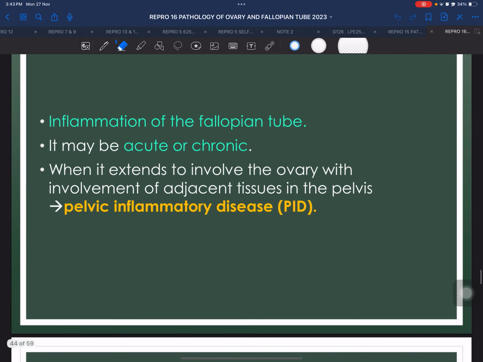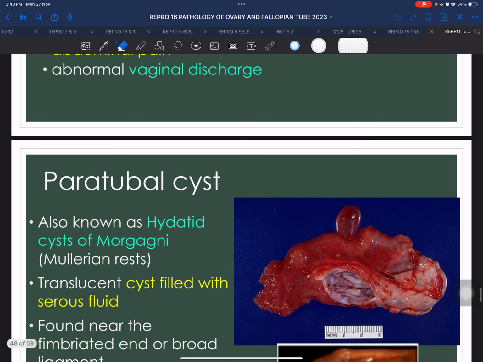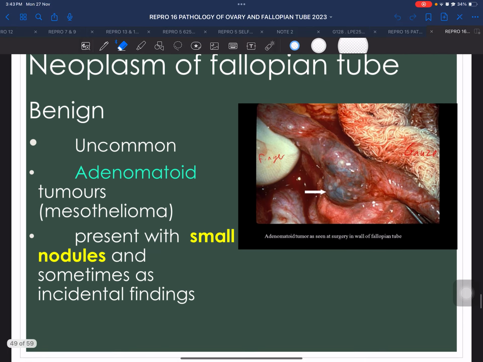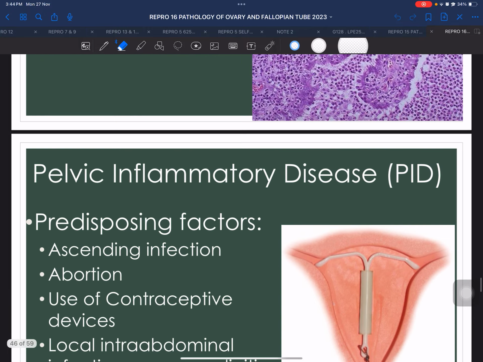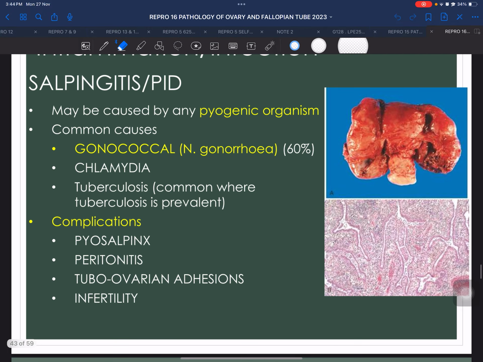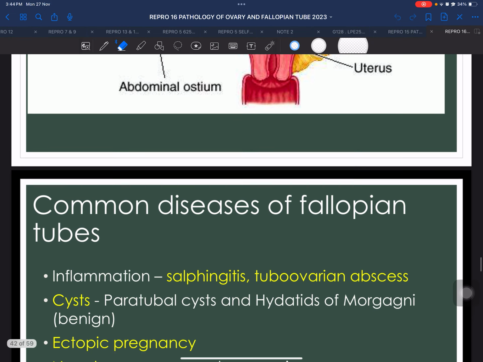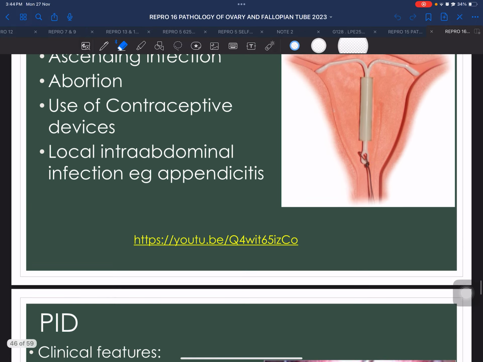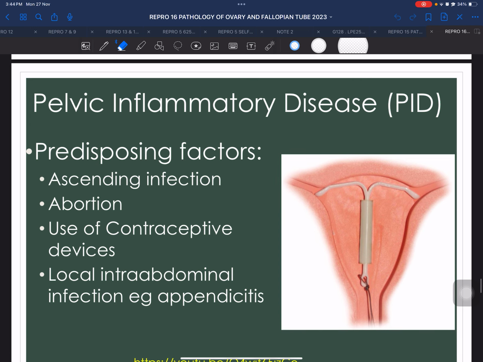So the signs and symptoms are that the patient will present with fever, low abdominal pain, pelvic pain, or pelvic masses. Okay. So when you have adherence of the inflamed tube to the ovary and to the adjacent ligamentous tissue, this can lead to the formation of tubo-ovarian abscess. Or when the infection subsides, they are referred to as tubo-ovarian complex.